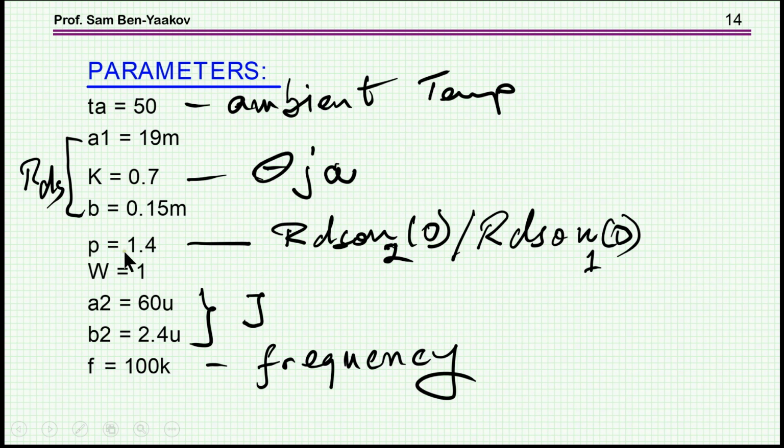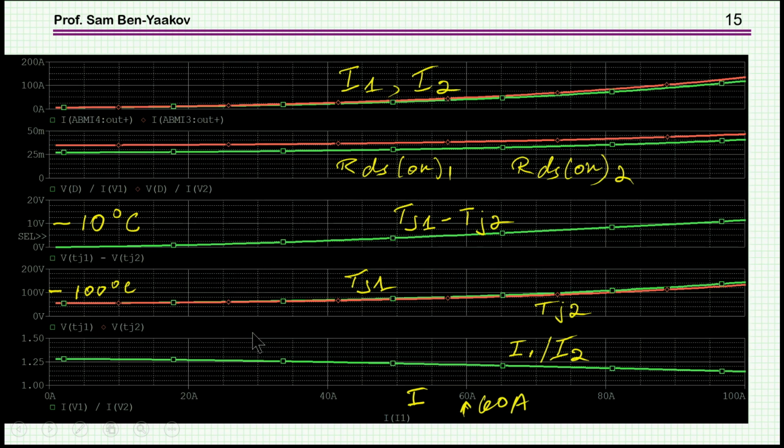So P is 1.5, like one RDS(on) is 40% more than the other one. And then we have the coefficient for the approximation for the energy per switching cycle, and frequency is defined in this particular case as 100 kilohertz. So these are the parameters that I used in the run.